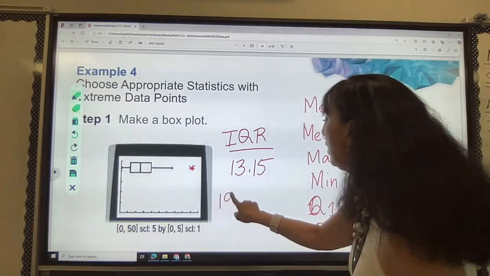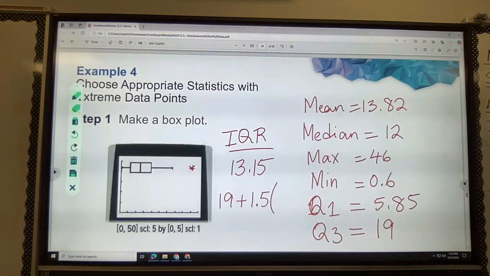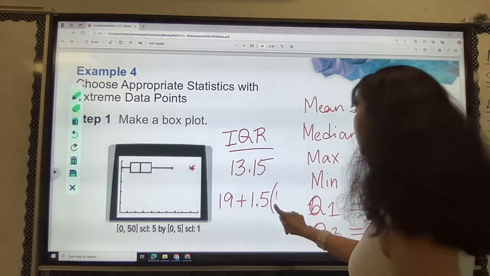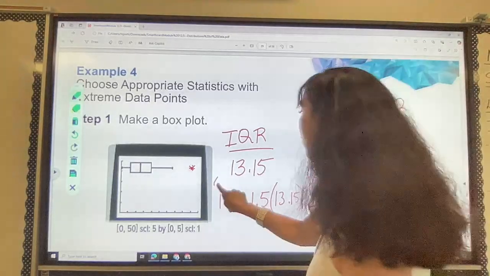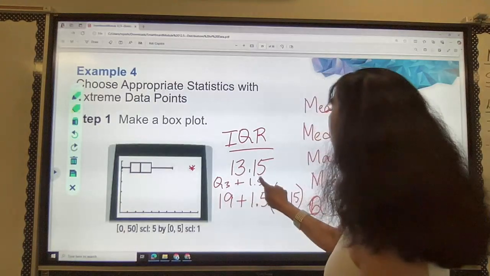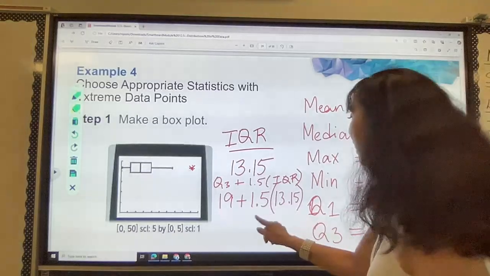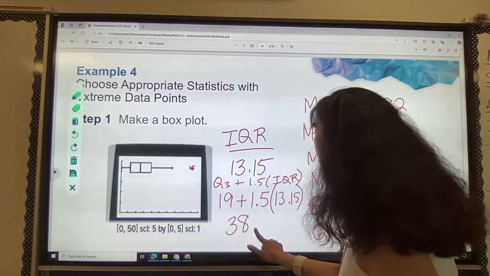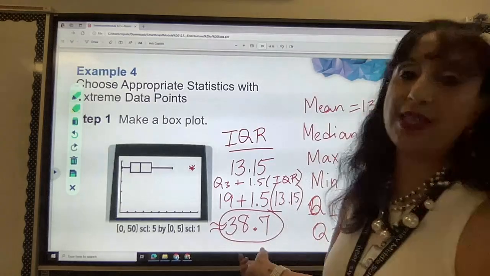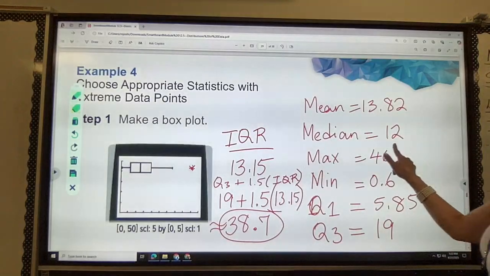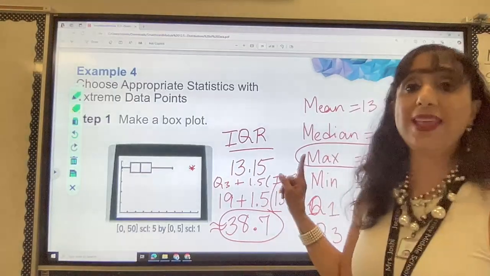And since 46, the maximum number, is more than what is my Q3 plus 1.5 times my IQR, which is this, because we are trying to see, do I have an outlier? That's my outlier rule. With this calculation, I get approximately 38.7, because I rounded it. So is the maximum value, 46, greater than this? Yes. So that is why that is my outlier.